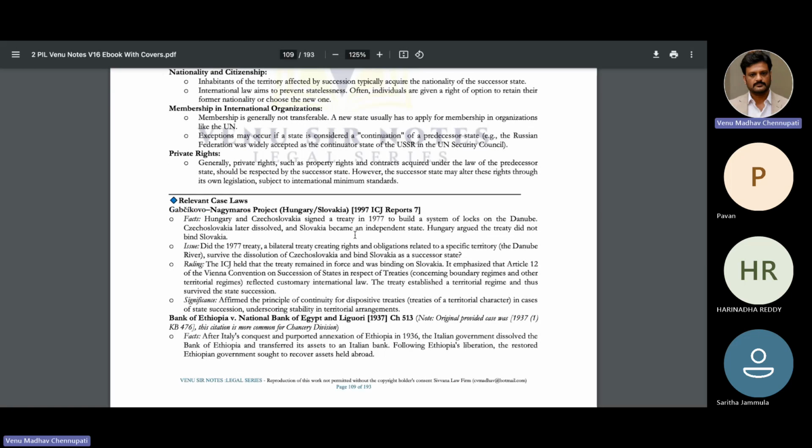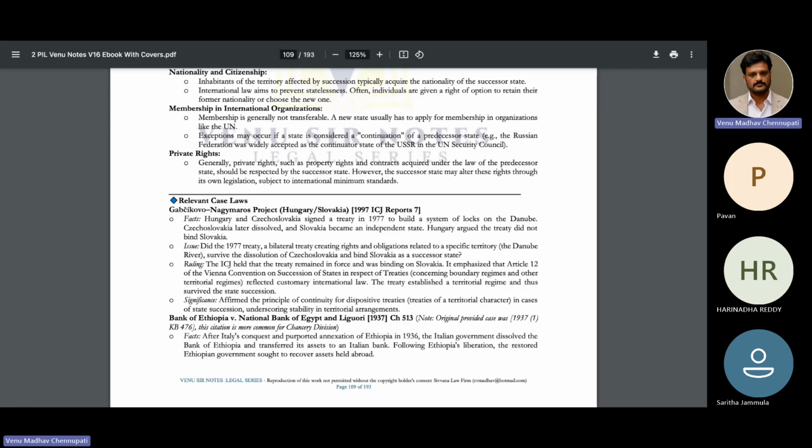Membership is generally not transferable. New states usually have to apply for membership in organizations like the UN. Exceptions may occur if a state is considered a continuation of a predecessor state. Example: the Russian Federation was widely accepted as a continuing state of the USSR in the United Nations Security Council.